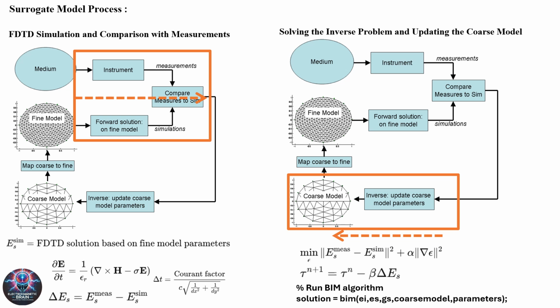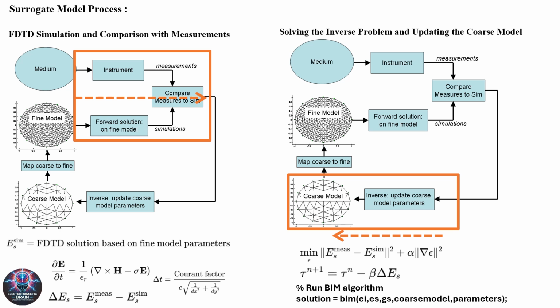The Born approximation updates the contrast function tau as tau n plus 1 equals tau n plus beta delta ES. The inverse solution is implemented iteratively, with updates to the contrast map, permittivity, and conductivity, based on the residuals. Regularization ensures that the updates are smooth and stable.